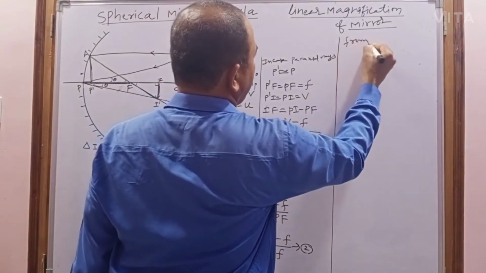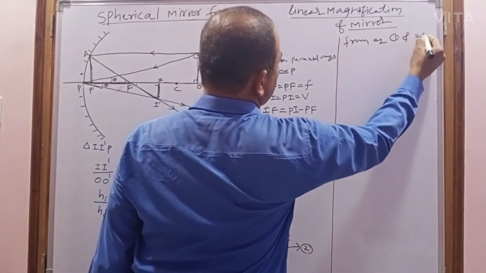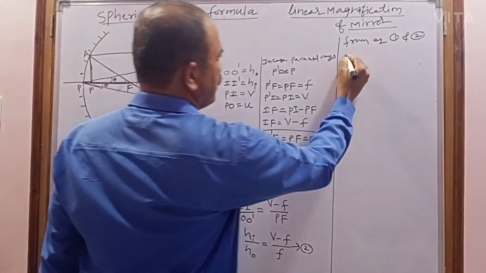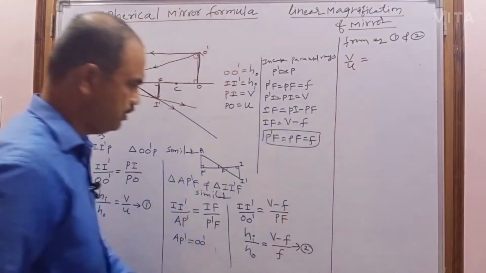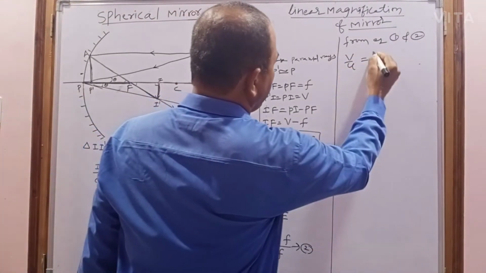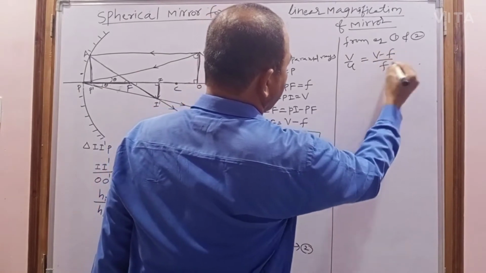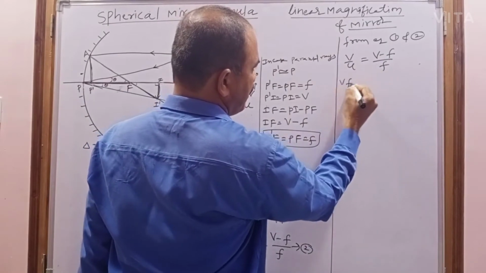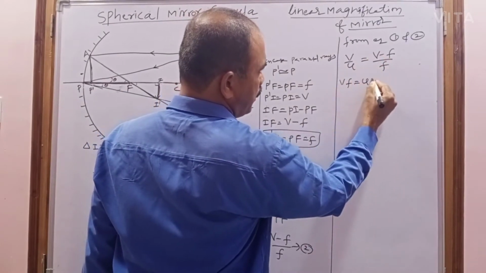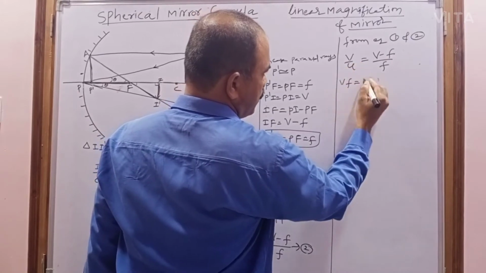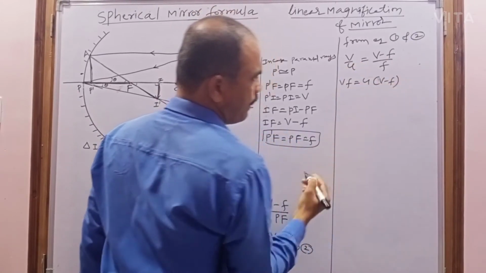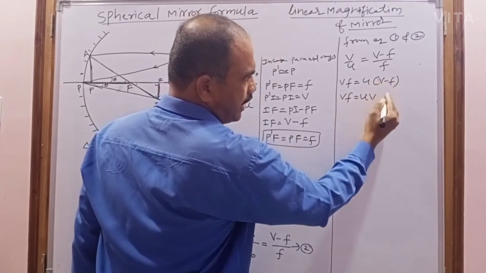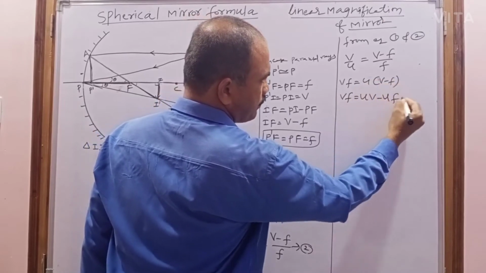From equations 1 and 2, we can write V by U equal to V minus F by F. Now do the cross product. So V into F, Vf, is equal to U into V minus F. So Vf equals U into V, Uv, minus U into F, Uf.